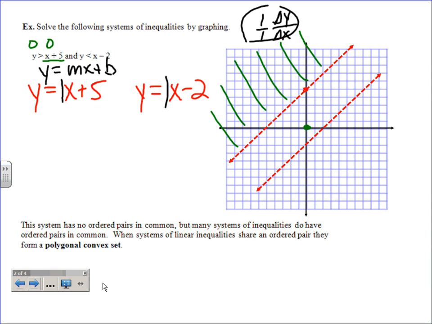And again, why is it dashed? Because none of those points are actually going to make the inequality true. Okay? Got it? Okay. So again, it's dashed. A lot of people say, oh, it's because there's no equal to underneath. But it's really because those points don't make it true.